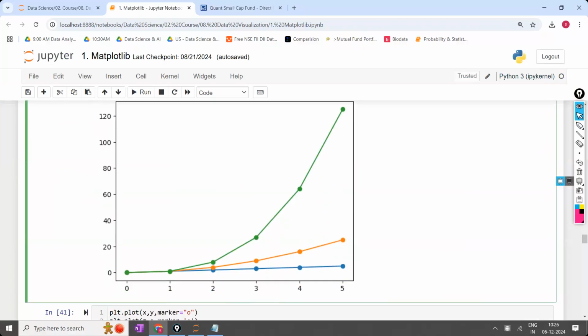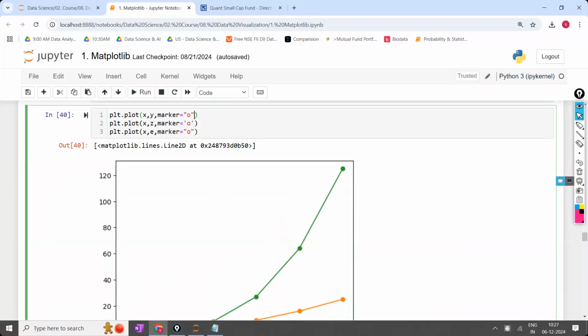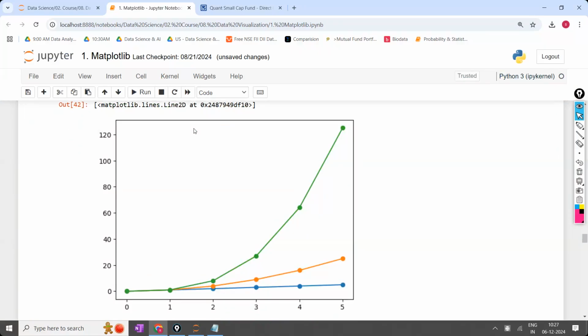How can you know? For that, we are going to add the label. So here I'm adding label equal to, which means I'm giving the name. The name for the blue one is X and Y. Then for this one, the choice is yours, whatever name you are interested in, you write that name. This is X and Z. And this is the name which I am going to give, X and E. Like this, I am going to give the names.